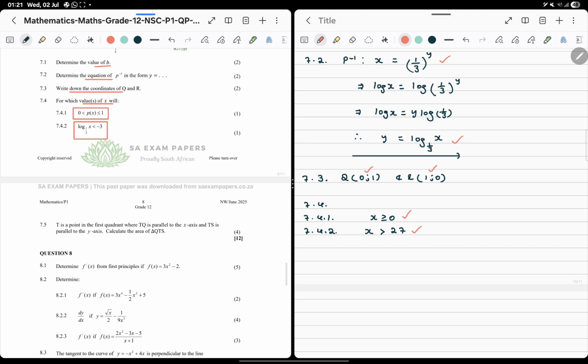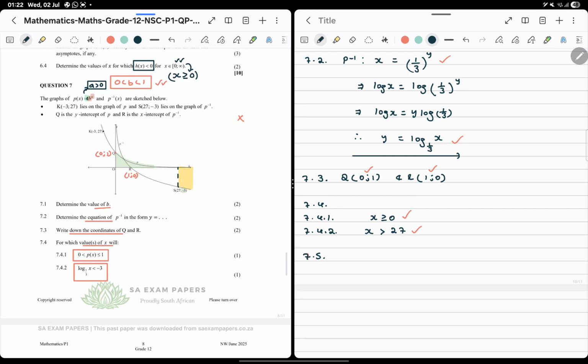There's a 7.5. T is a point in the first quadrant such that TQ is parallel to the x-axis, meaning it's a horizontal line. So TQ is stuff like this. Okay, so far. Don't know where it ends.